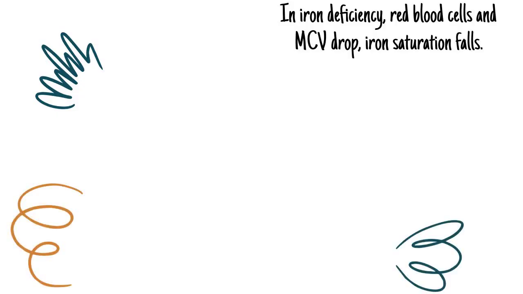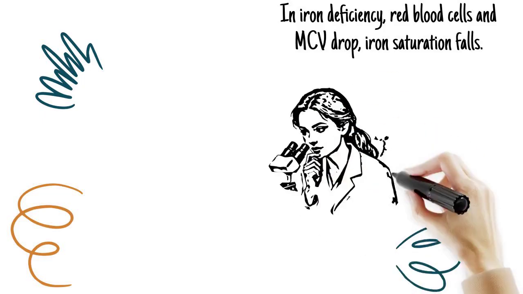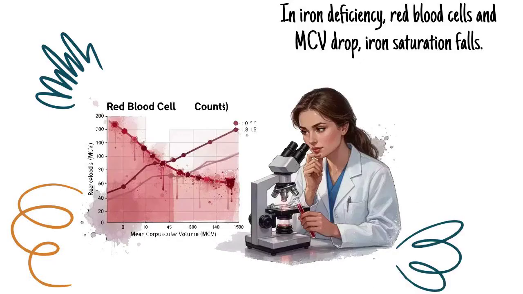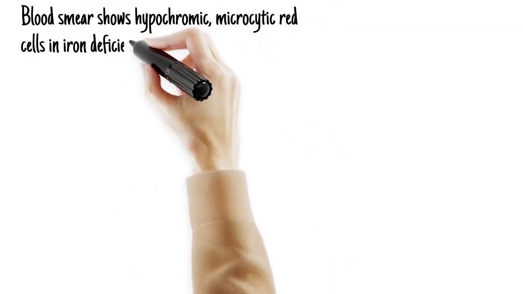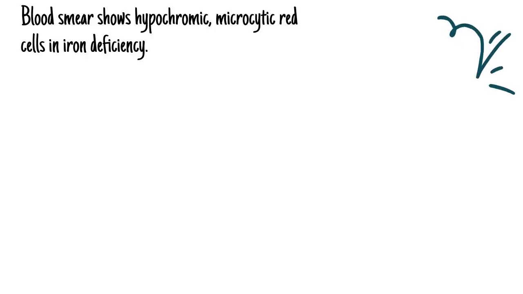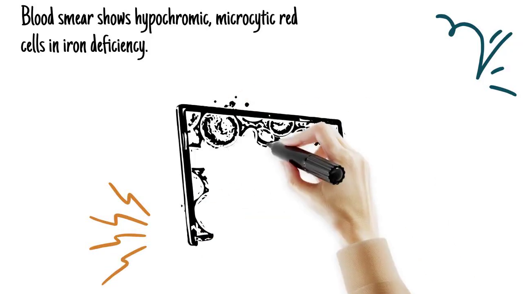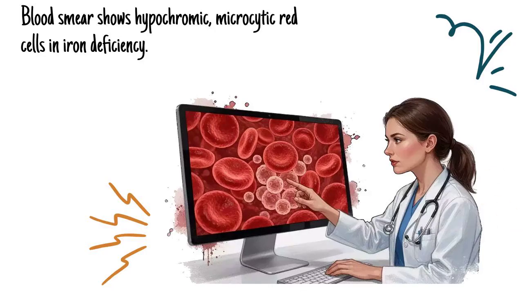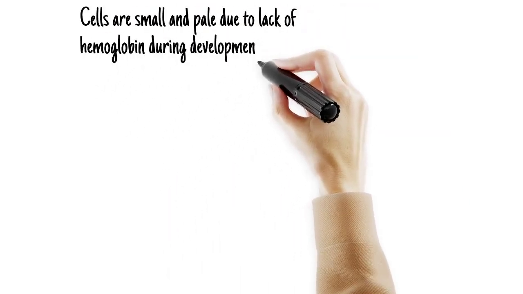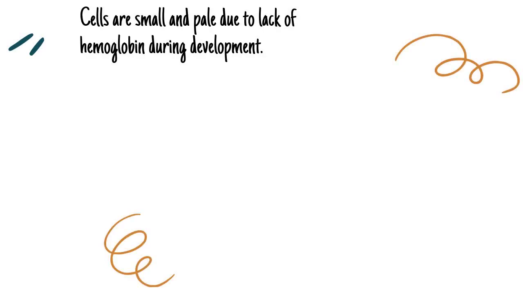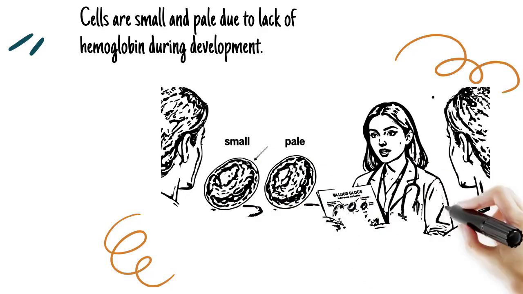And iron saturation, which reflects the percentage of transferrin carrying iron, falls because there is less iron available to load onto the transport protein. When you look at the peripheral blood smear, the red cells appear hypochromic, meaning paler than normal, and microcytic, meaning smaller than normal. These morphological features directly reflect the lack of hemoglobin being packaged into each cell during its development in the bone marrow. The cell is small because it did not have enough building material to reach its normal size, and it is pale because it is not fully loaded with hemoglobin.